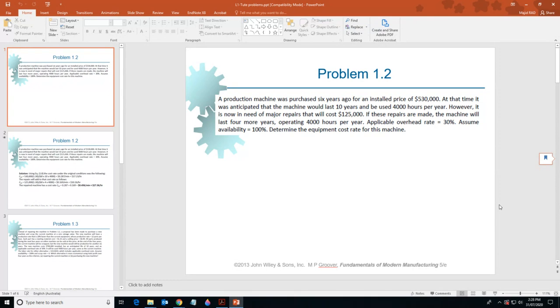It will again operate in the next 4 years for 4,000 hours a year, and the applicable overhead cost will be 30%. This is the cost that will be applied to the repair cost. Assuming that the machine will be available 100%, determine the equipment cost rate for this machine. First, machines are not available 100% of the time, because machines need repair, machines need maintenance. So sometimes you've got to stop the machine in order to repair it, change the oil filter if there is one, or change the oil, things like that.